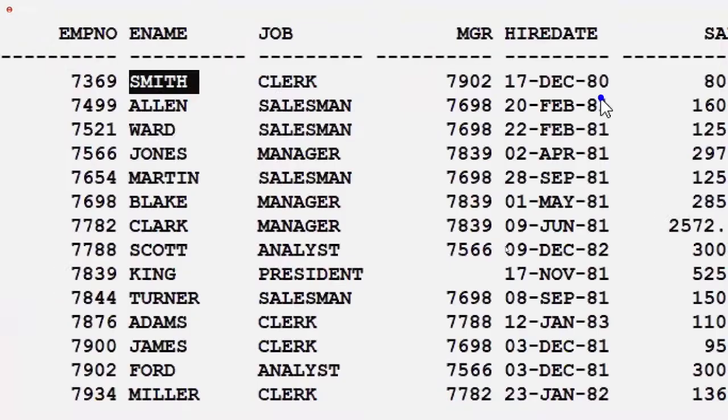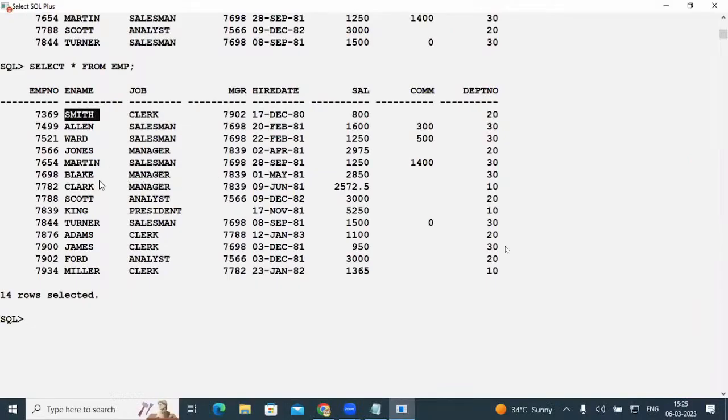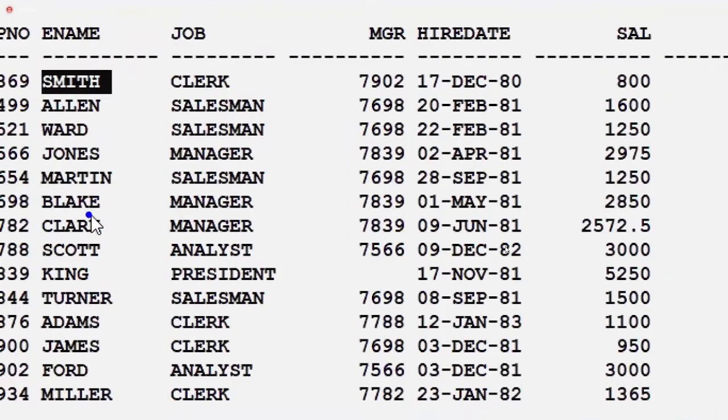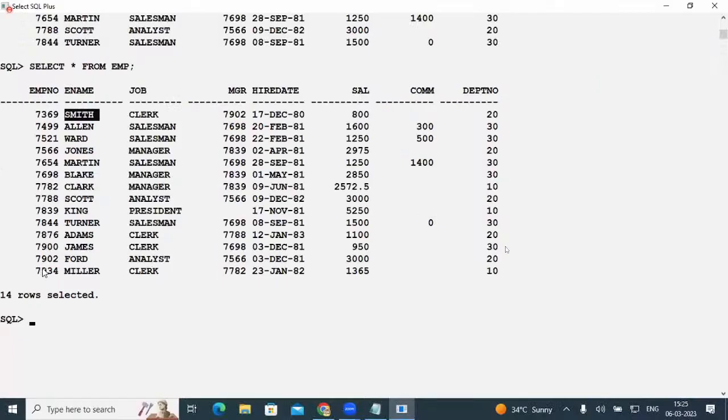But when I'm using the AND operator, within the same row, the first condition is true, but is their salary greater than 1,500? No. That means first condition true, second condition false. What does the AND operator return? False only. But the OR operator returns true. True returned means which value will come? The Smith value will come to us. Understanding now?